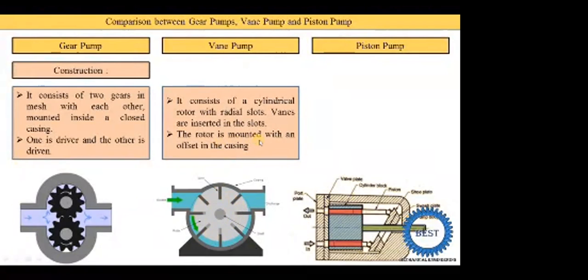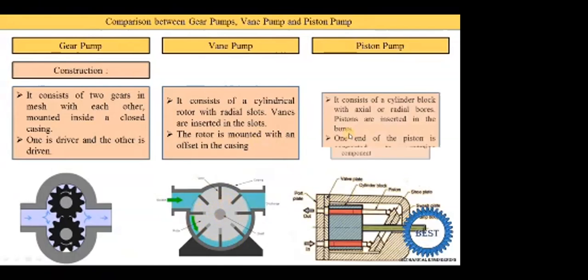The rotor is mounted with an offset in a casing. Here you see this is the casing. Casing center is here and the rotor center is here. So this center distance between the center of the rotor and the center of the casing is called the offset.